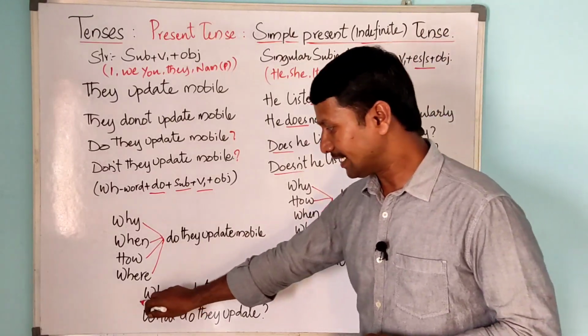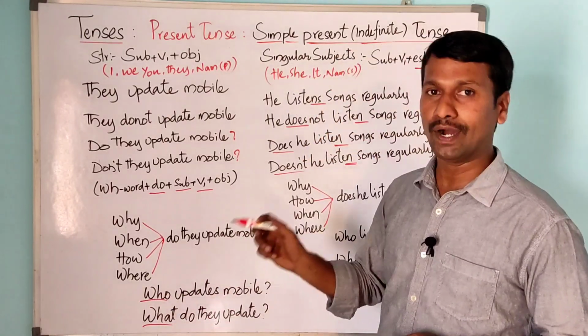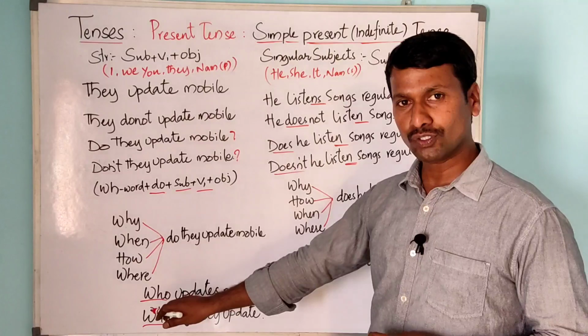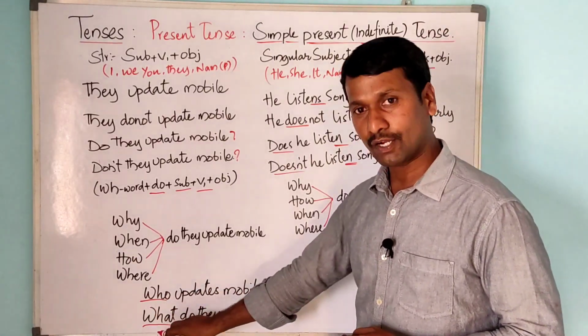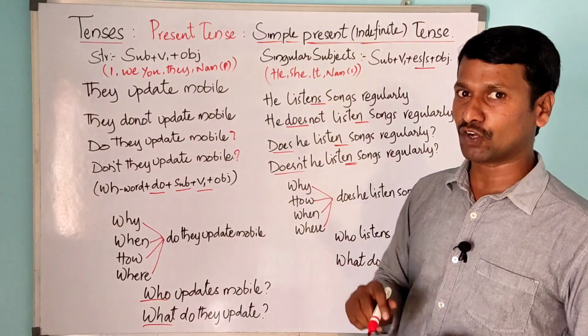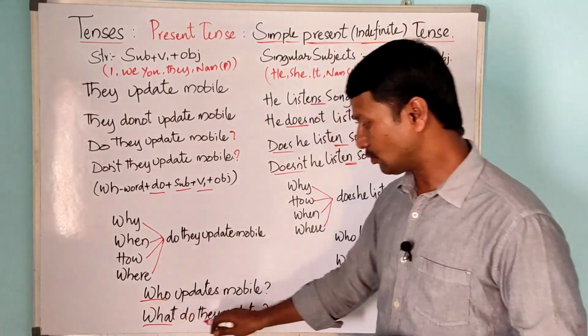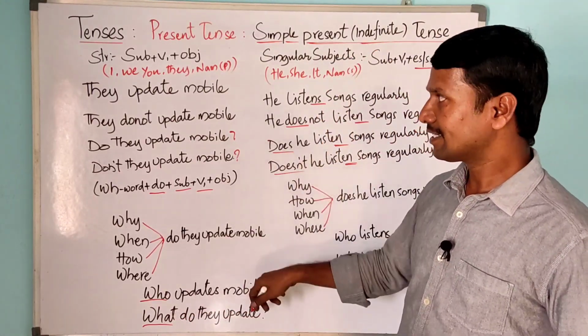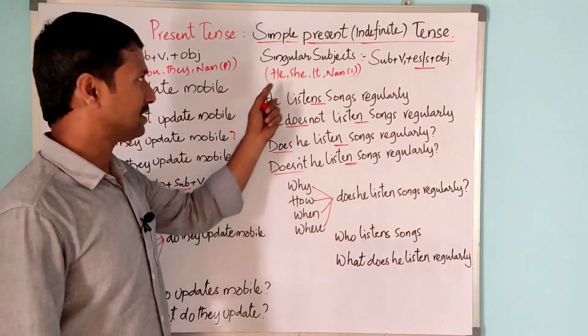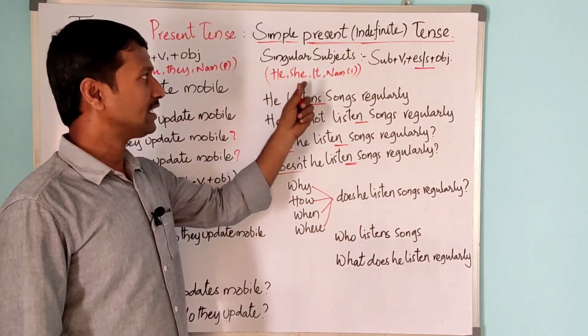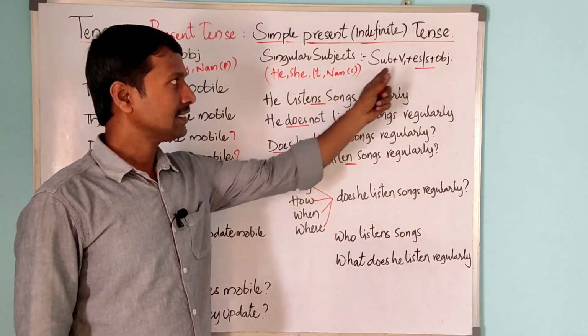And when you see the two sentences here, who and what: when you take who, it replaces the subject. That's why who updates mobile. And when you take what, it sometimes replaces the object. So what do they update? This is the example of plural.